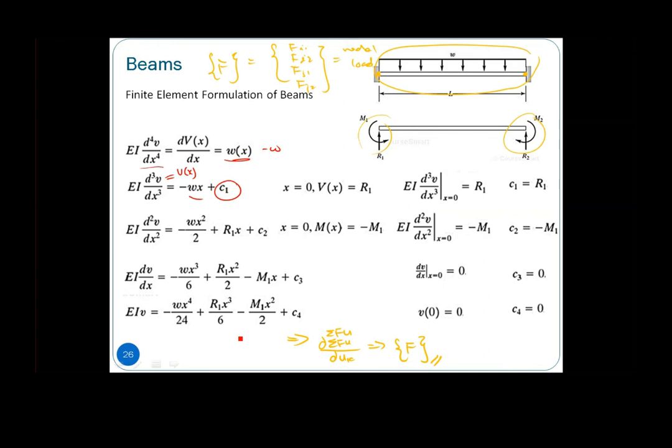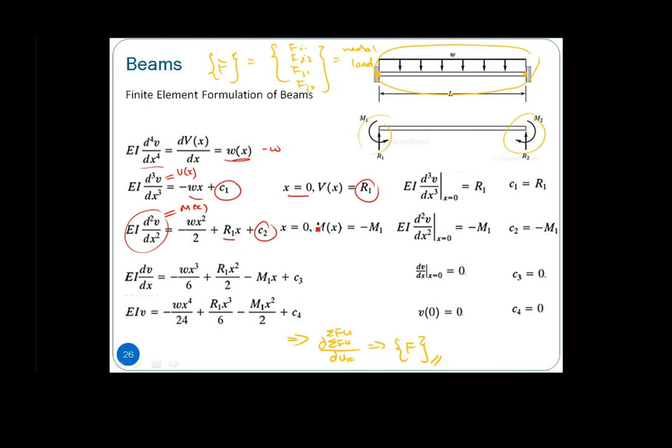At x equal to 0, my shear force is actually my R1, which is my reaction force at this particular point. So my C1 equals R1, then you substitute it into our shear force equation. Then we integrate again and we have our moment equation, Mx. So EI d2V/dx^2 is our Mx, which is negative wx^2/2 plus R1x plus C2.